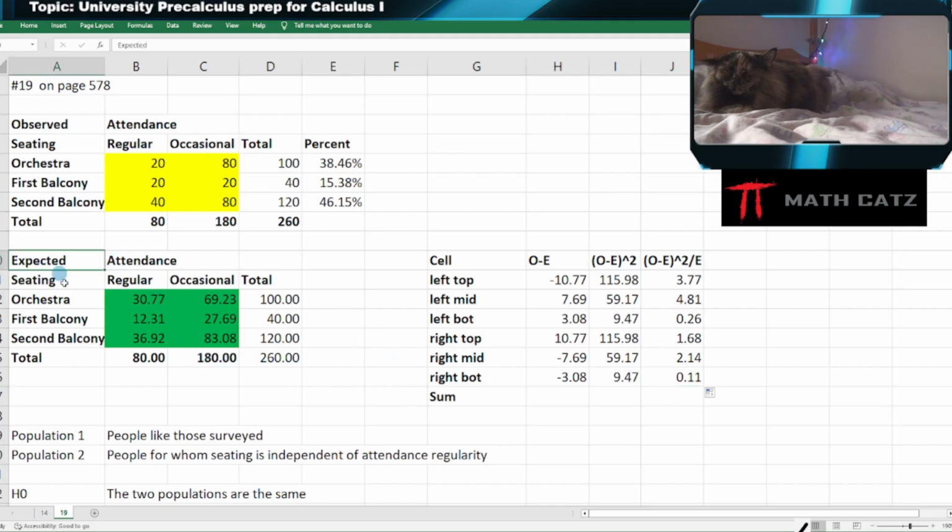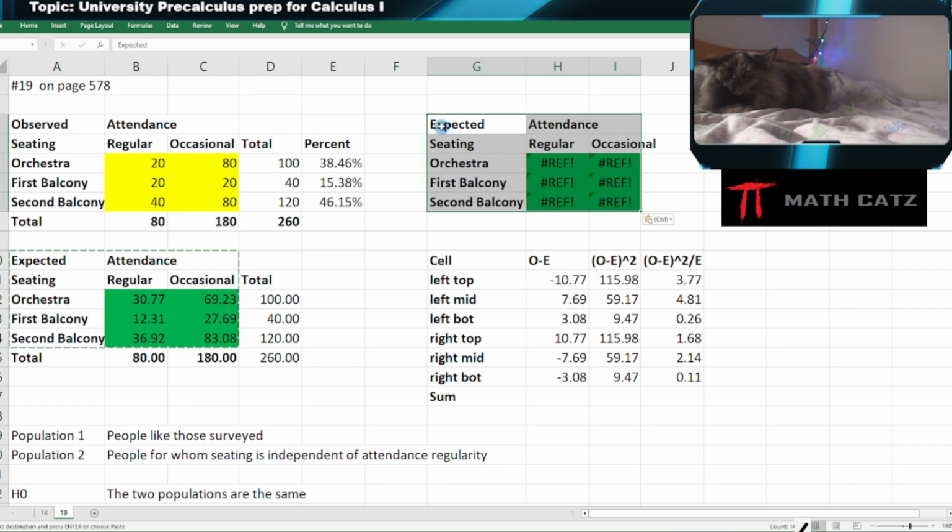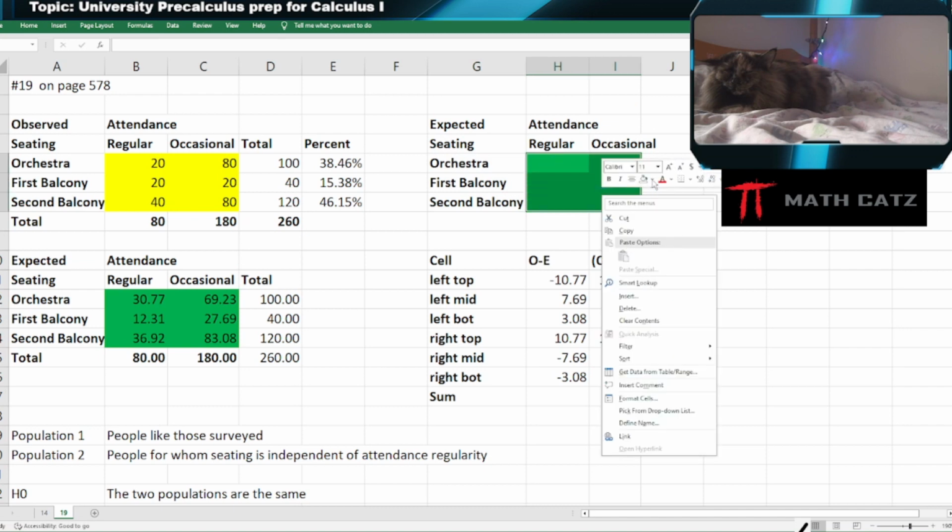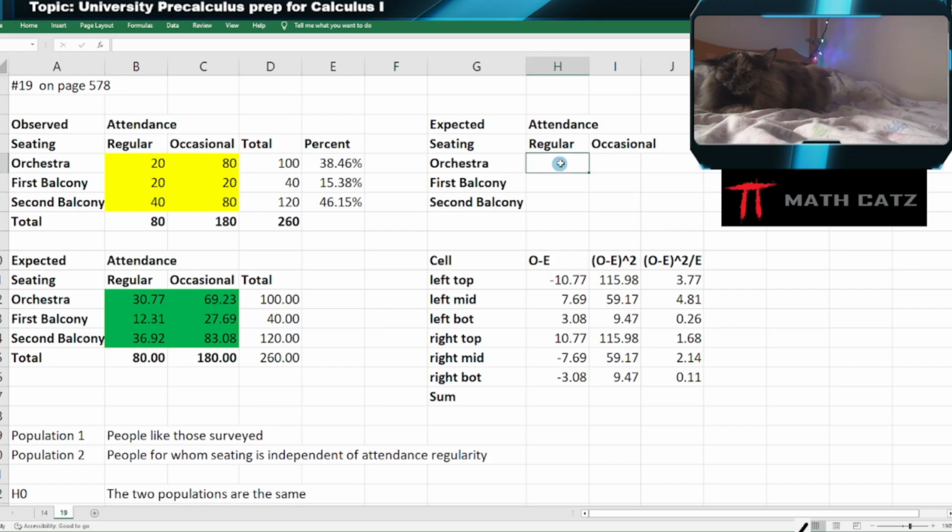Now, let me demonstrate here just what we could have done. If we wanted to, we could have just copied, let's say this. I'm going to put it over here. Let's delete that. And I'm just going to make this white so I can see it more easily. We could have said, okay, let's calculate for orchestra and regular, do all the calculations in one. Open my brackets, observed minus expected, close my bracket, square it, then divide by expected, like so.